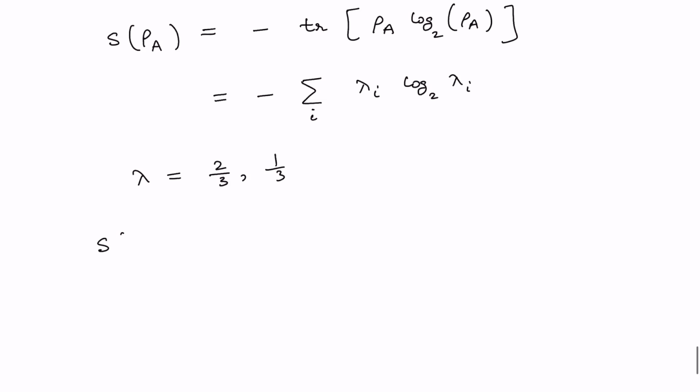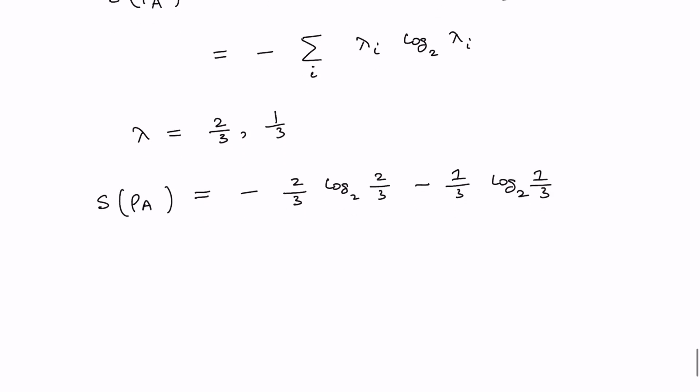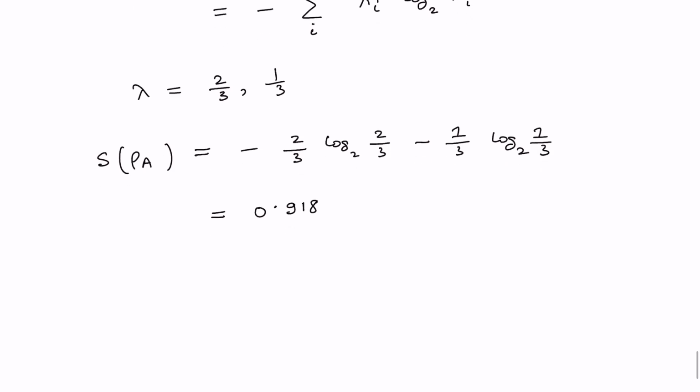So the von Neumann entropy corresponding to system A is simply minus 2/3 log base 2 of 2/3 minus 1/3 log base 2 of 1/3. If you do the calculation, you are going to get 0.918, and as you can see this is non-zero, so therefore system A and system B are entangled.